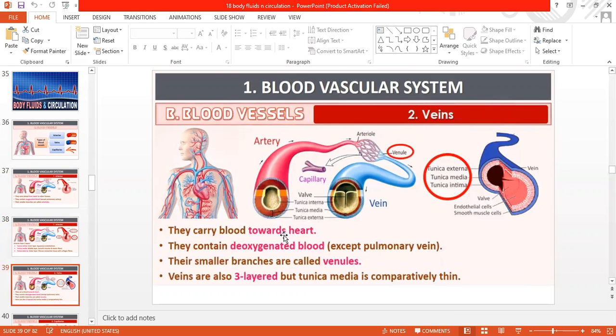Now, as I told you, veins are the blood vessels which carry blood from the body to the heart. They generally carry deoxygenated blood, except for the pulmonary vein. And the smaller branches are known as venules. Veins are also made up of 3 layers. And as I told you just now, the tunica media is comparatively thin as compared to the artery.